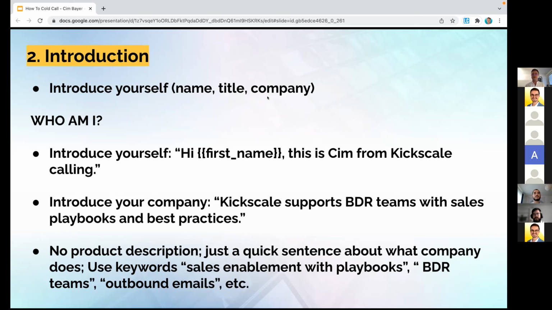Yeah, definitely. For example, imagine you're talking to a conscientiousness personality profile, then you should definitely add some numbers, some facts about you and your company. So for example, I could say Kickscale supports BDR teams and helps them to increase their revenue by XY percentage. Just drop a number if you know that this person would definitely resonate with numbers. But I would just recommend keep it short here. You just introduce yourself quickly and then you go to the hook.